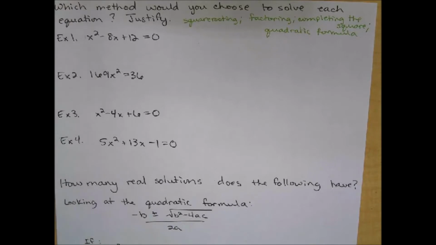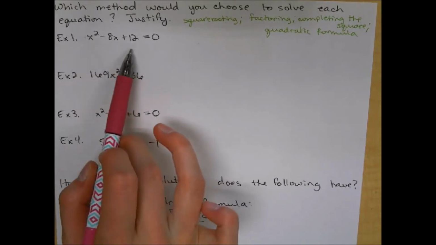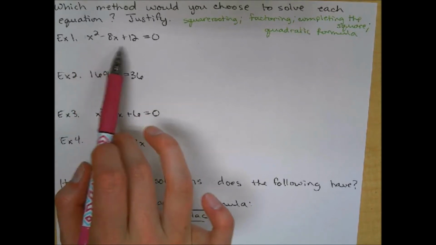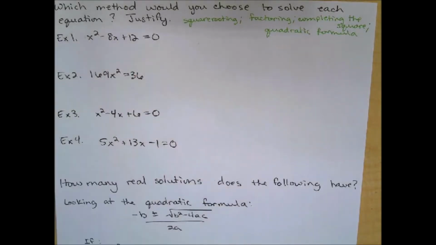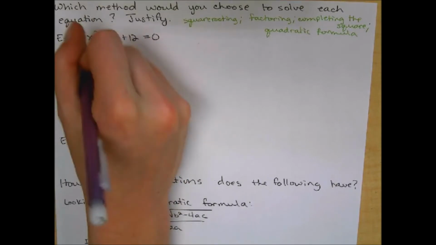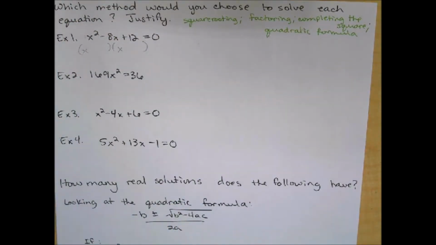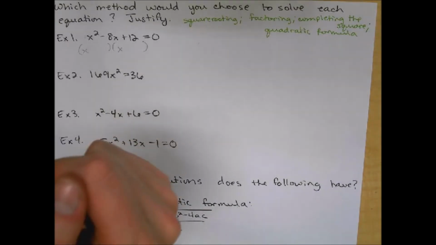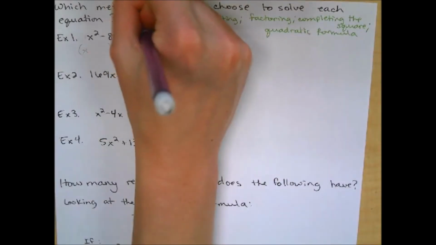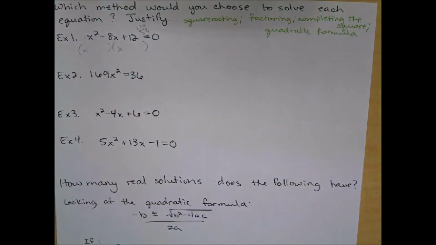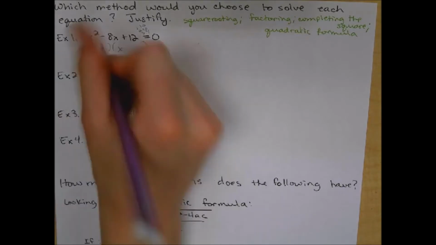So let's look at example 1. Pick one of those 4 and justify why we would use that one. Looking at it, I notice that my A value is 1, and it might be easy to quickly try to factor it. So this would be x and x to multiply to 12: 1 and 12, 2 and 6, 3 and 4. I'm going to try 2 and 6.